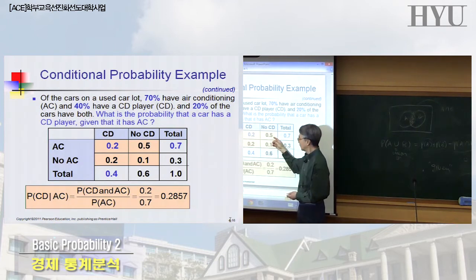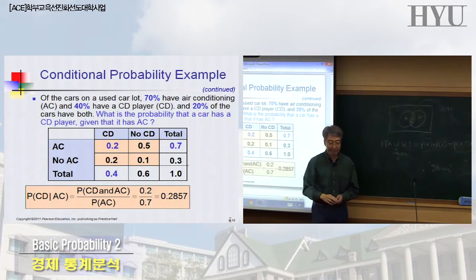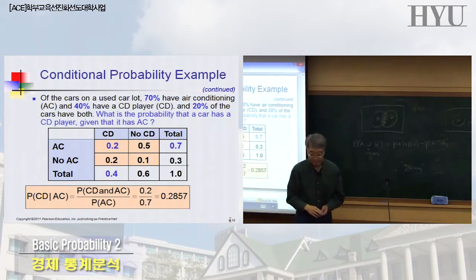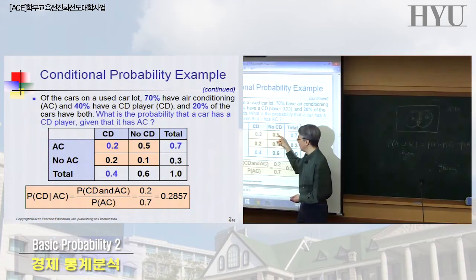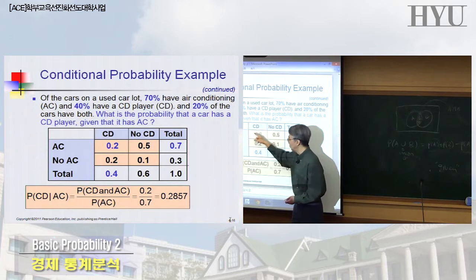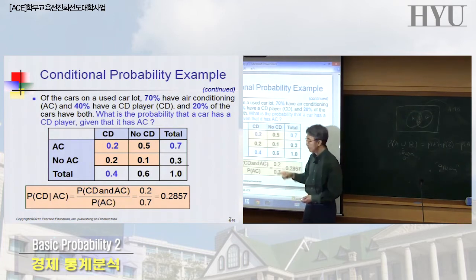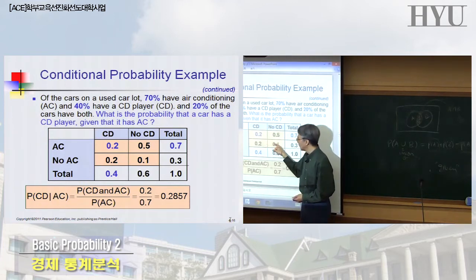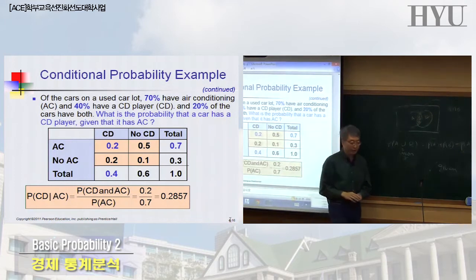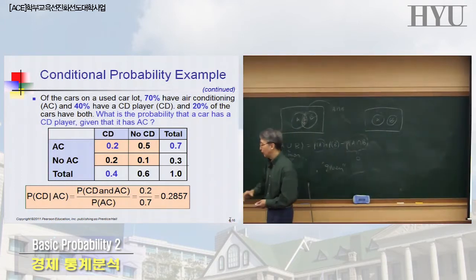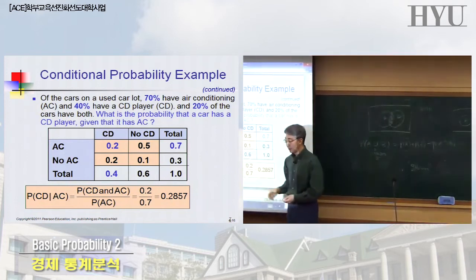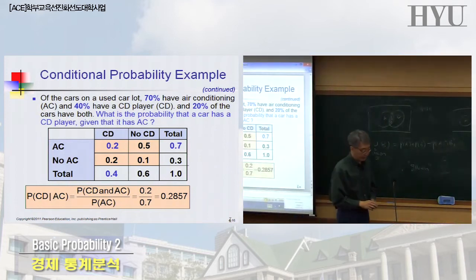How about this? Can you describe this probability? What is it? This is the car with AC but no CD. In other words, that's the joint probability between these two events. And so on. So all these probabilities inside the table are joint probabilities. The ones outside, on the margins, are marginal probabilities. Remember that.